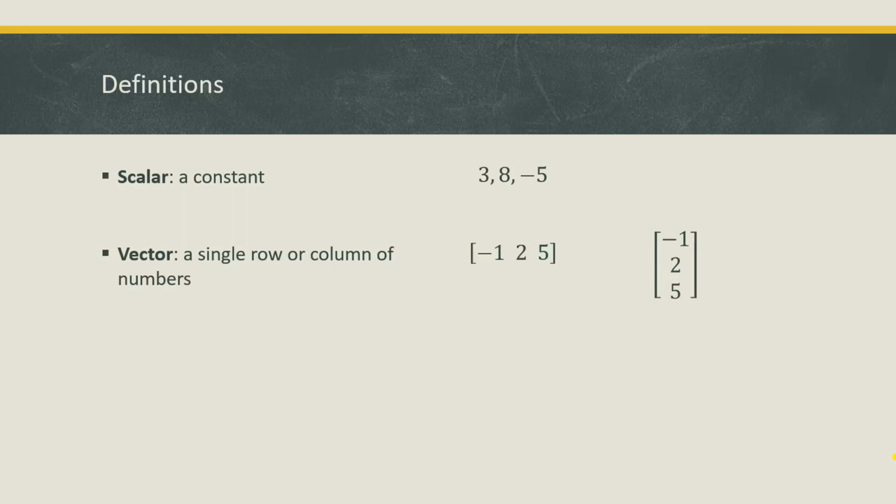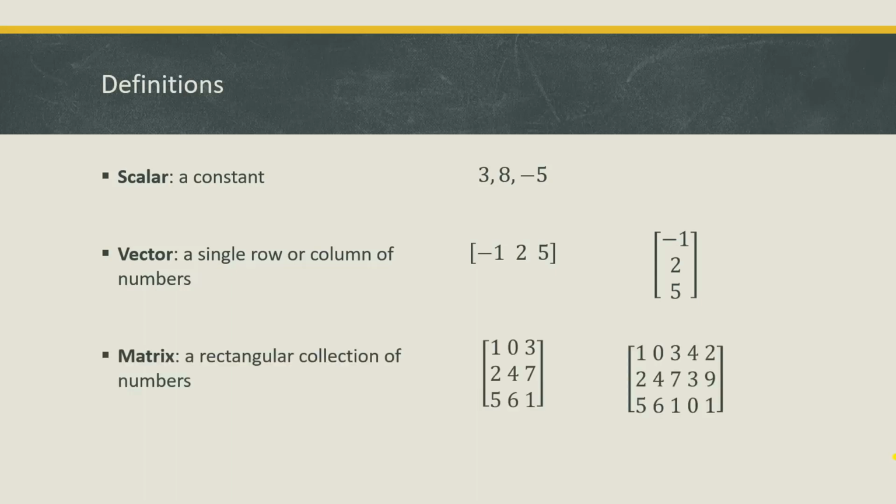Then we get into collections of numbers, and the first one we want to discuss is a vector. So a vector is simply a single row or column of numbers. It's a single array that's a collection of numbers. So we have a couple of examples there. We could have one row that's -1, 2, and 5, for example, or we could think of that same collection as a column of -1, 2, and 5. You could have any number of entries that you want there. It's just a single row or a single column.